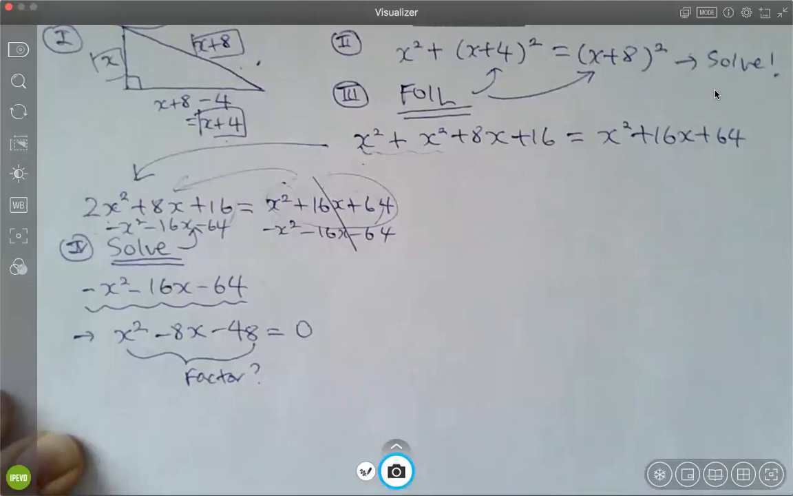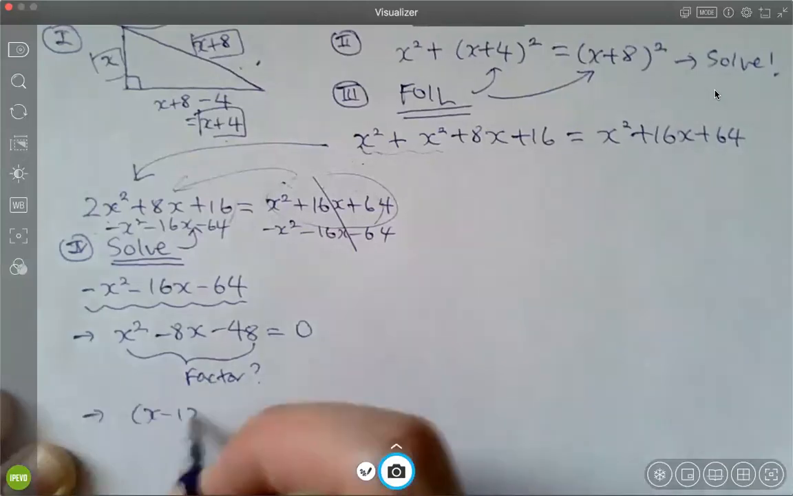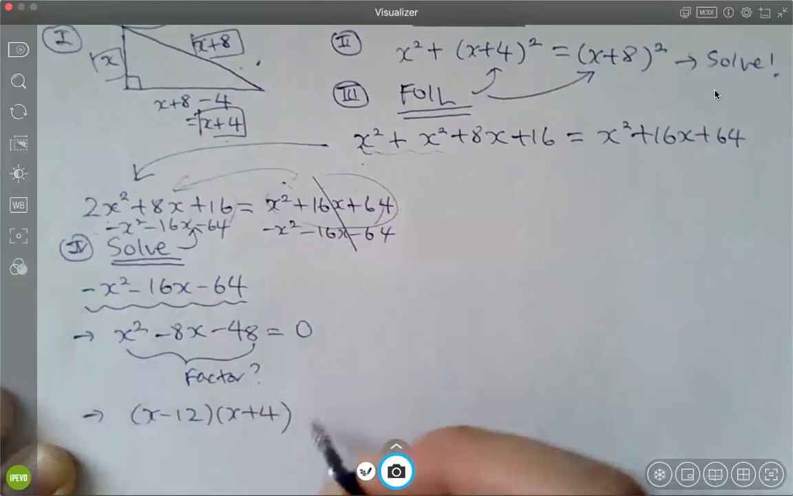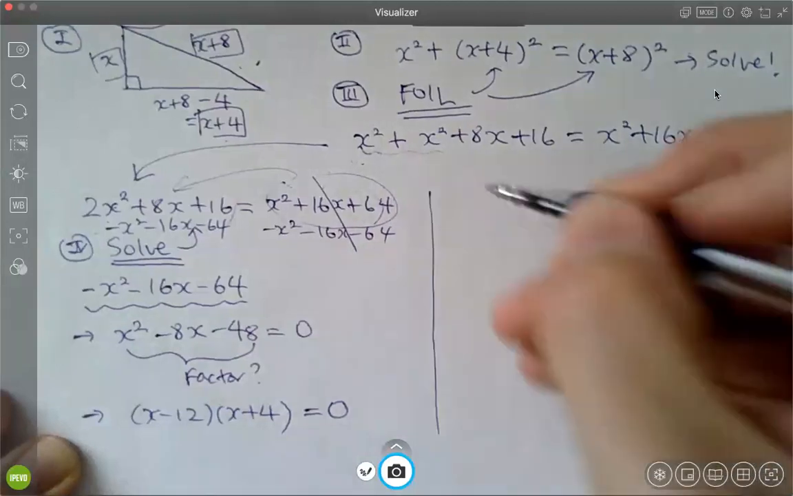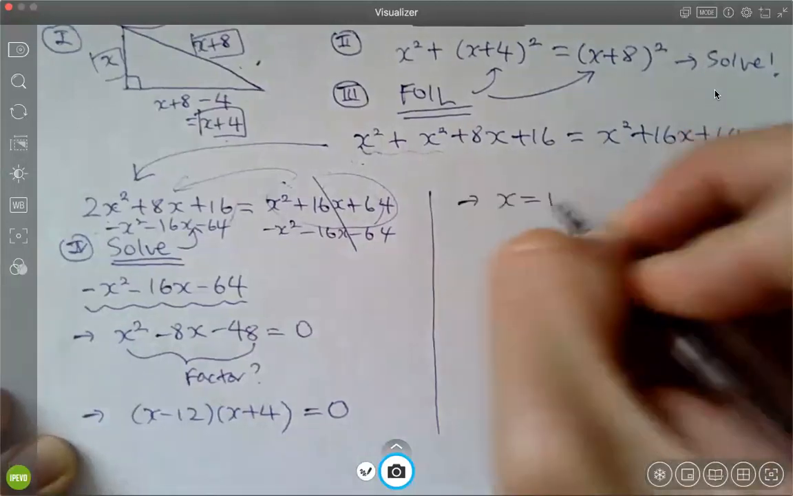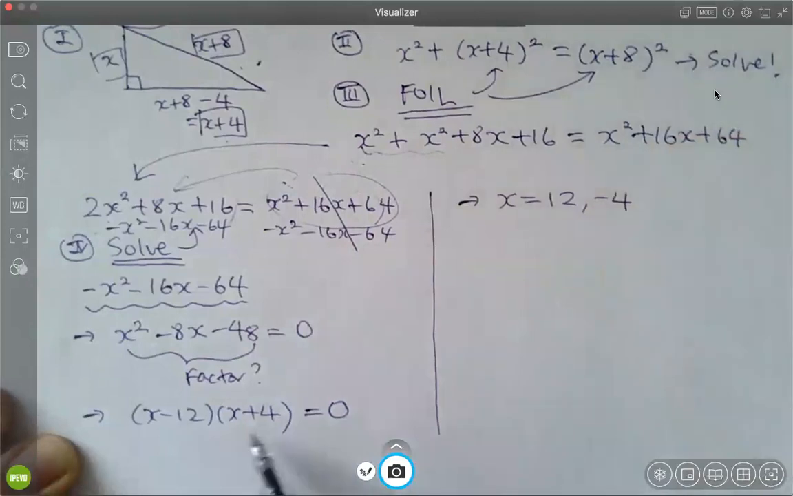Now, is there any negative sign? When I factored it, I got x minus 12 and then x plus 4. Right, negative 12 and 4. So x minus 12 and x plus 4. So what does this imply? This implies x is equal to 12 and negative 4, by setting each factor equal to 0, right?